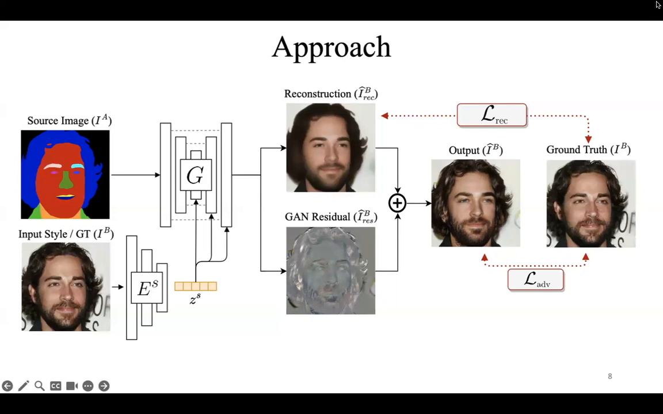This decoupling allows us to have good reconstruction, but at the same time allow local variations, as the GAN residual component does not have a direct reconstruction-based supervision and can increase realism based on the adversarial loss.